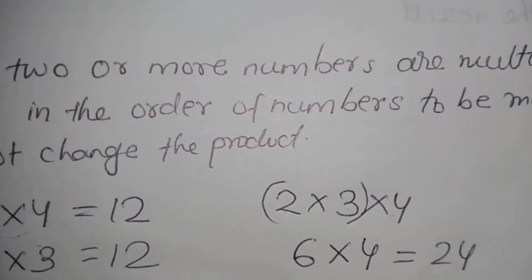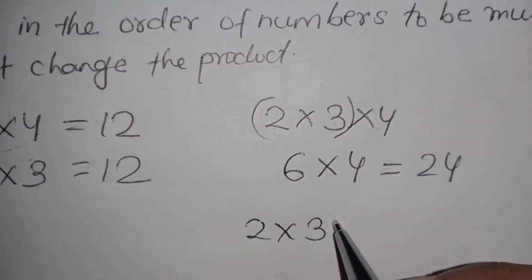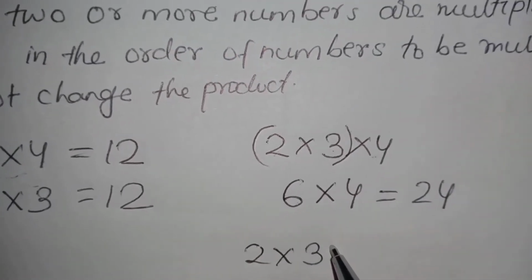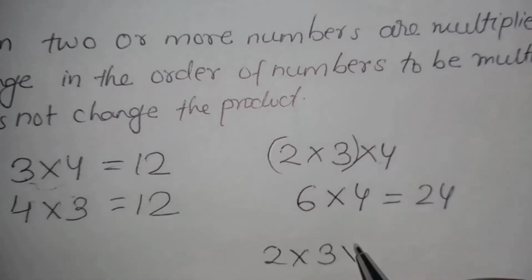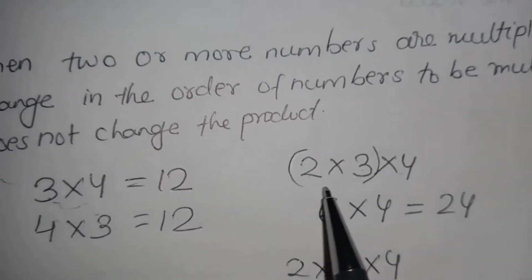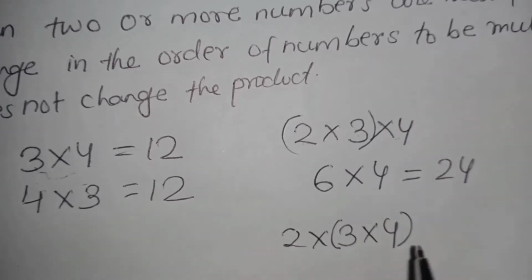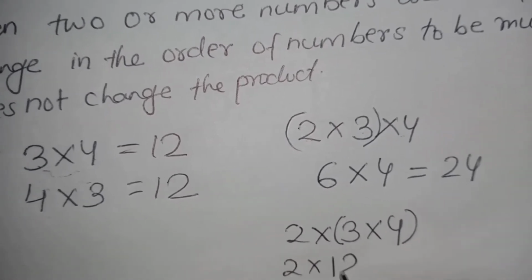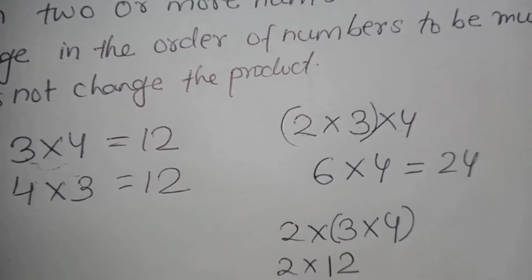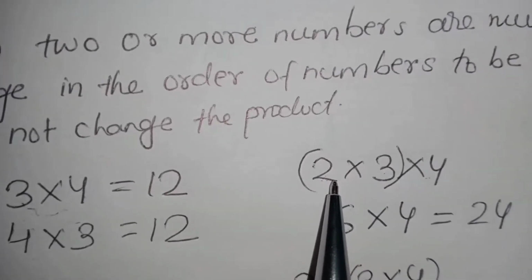Now I will change the order. I will copy the same question. In this case I have multiplied these two first. Now I want to multiply these two first. So 2 into 3 4s are 12. 3 times 4 is 12. So 2 times 12 is how much? 24. So can you see the difference?